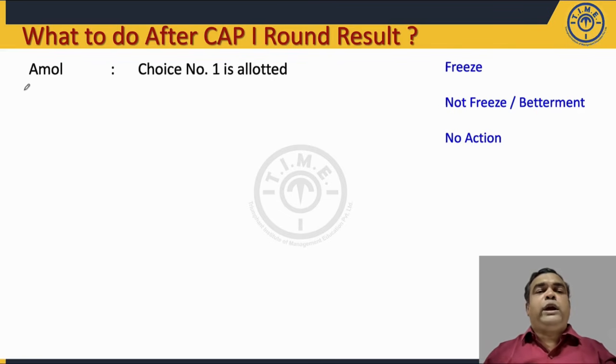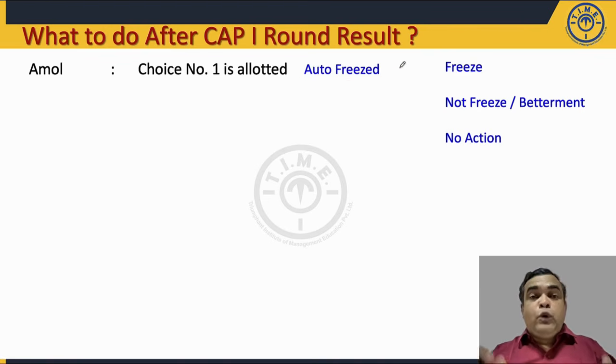Look at this. Suppose I'm talking about Amol as a student. He filled the options the way I told. His choice number 1 is allotted, and what he filled as choice number 1 was JBIMS. That choice number 1 gets auto freeze. What is the meaning of auto freeze? It means Amol doesn't have a choice of rejecting that college. Irrespective of whether he takes the admission in that college or not, Amol is not eligible for the further rounds.